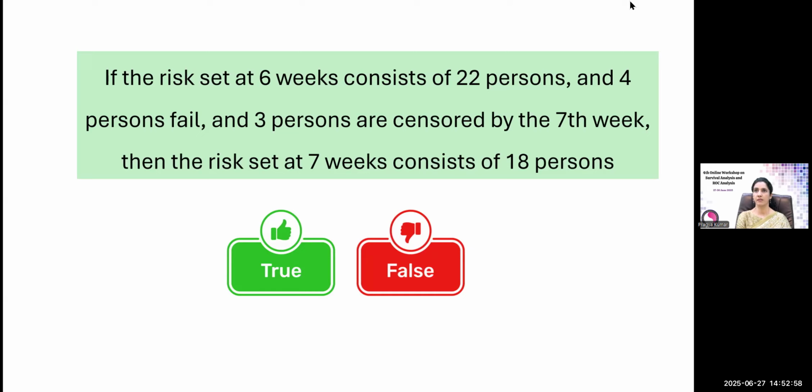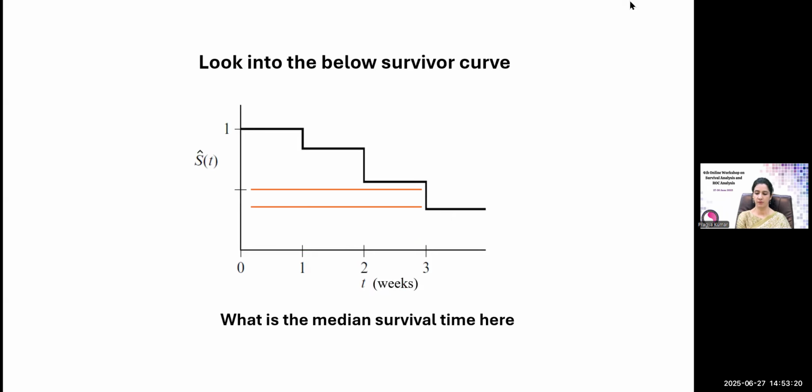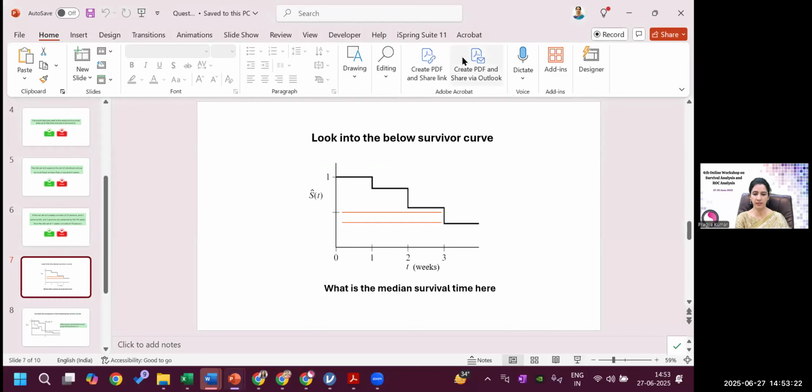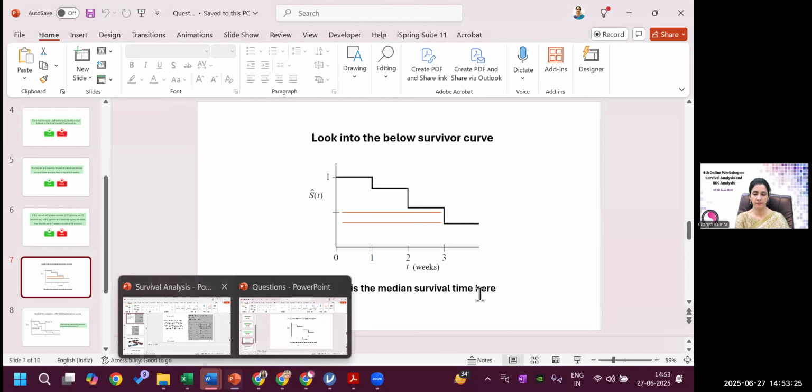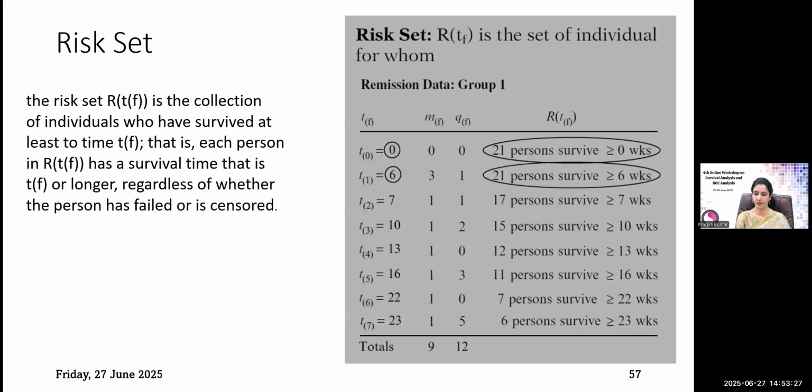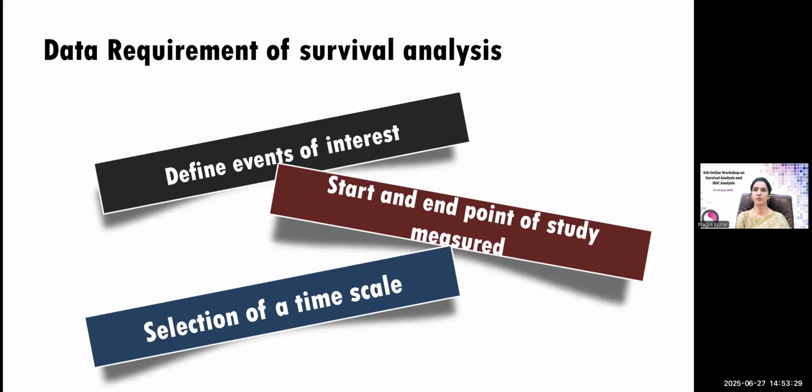Yes, you are right. Even if by 7 weeks these 4 people failed and 3 were censored, you will not say that the risk set is 18, it's 22 only. Why? Because at least till 7 weeks they were able to survive. Now this survival curve will come later. So we have understood this risk set.